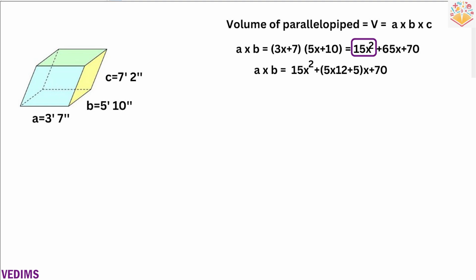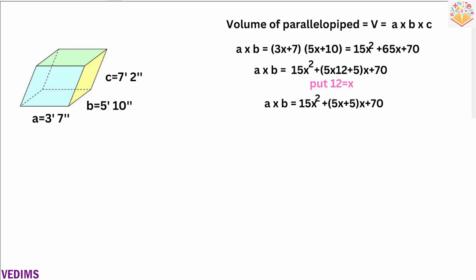3 5s are 15x square. 3x into 10 will be 30x. 7 5s are 35x. 30x plus 35x becomes 65x. 7 10s are 70. Now you split the 65 as a product of 12. You know that 12 5s are 60 plus 5.